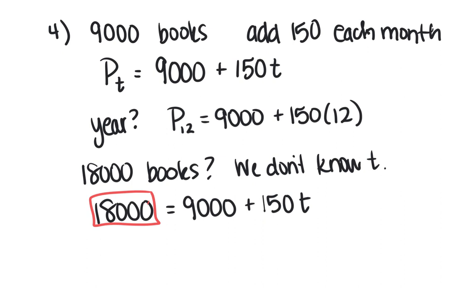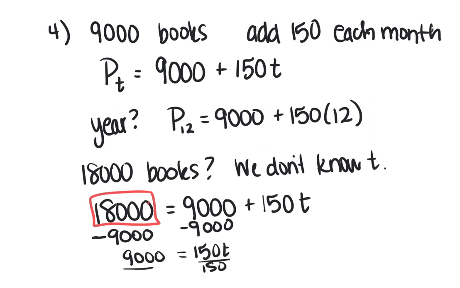So this is where we use our solving of basic linear equations. Subtract the 9,000 so that the numbers are together, and we have 150 times t. To solve for t, we will divide by 150. And let's see, those zeros, I'm doing this without a calculator right now. So 15, that's going to be 6. So we've got 60. It's going to be 60 months for us to get to that 18,000. So it's fine to have a calculator here, I just don't have one with me. All right, so there's question 4.